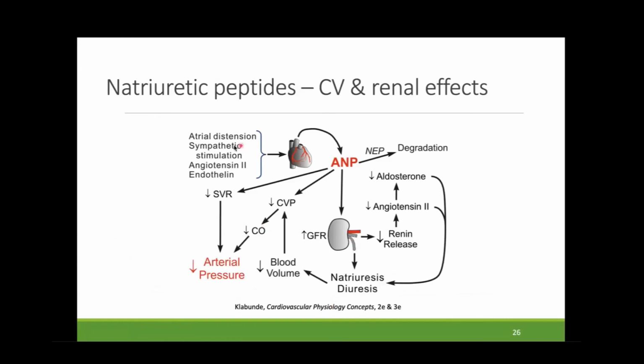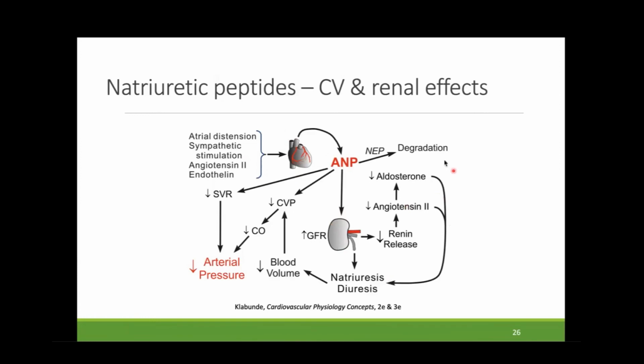So I'm showing here in this diagram that atrial distension, sympathetic activation, A2 or ET1, will cause the heart to release ANP. Now, what does ANP do? It acts upon the kidney to increase glomerular filtration rate. So it stimulates GFR. It also then inhibits renin release. If you inhibit renin release, you decrease circulating levels of angiotensin-2 and aldosterone.